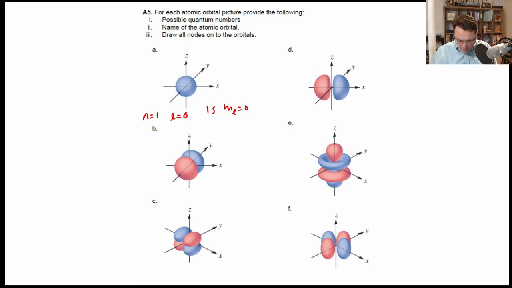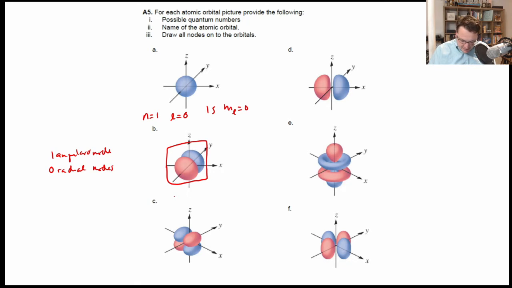Now for B, one thing we can see here is we have one angular node along the XZ plane. So we have one that cuts that orbital in half and changes the phases in that case. Looking at it, we don't see any hats or anything like that being put on anything. And so that's telling us that we don't have a radial node. So we have 0 radial nodes in this instance right here.